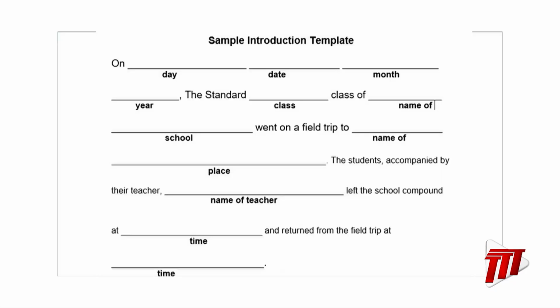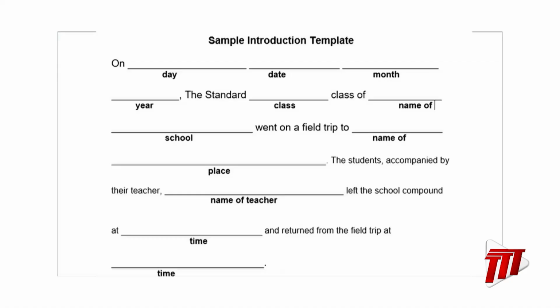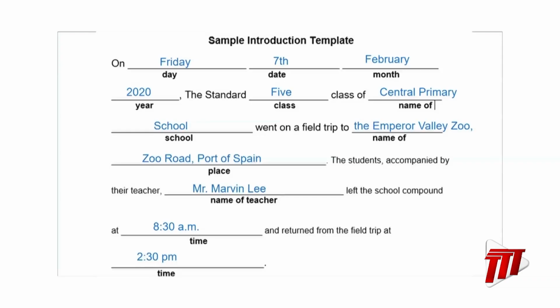Here, I have a sample introduction template for writing a report on a field trip. This template can be used for any field trip that you go on during your time at school. In it, you have to include information such as the date, the day, date, month, year, the class you were in, the name of your school, the name of the place you visited. Additionally, you will include the name of your teacher, the time you left the school, and the time you returned to school. So here, we have included the information on the field trip that some students of the Central Primary School went on to the Emperor Valley Zoo.